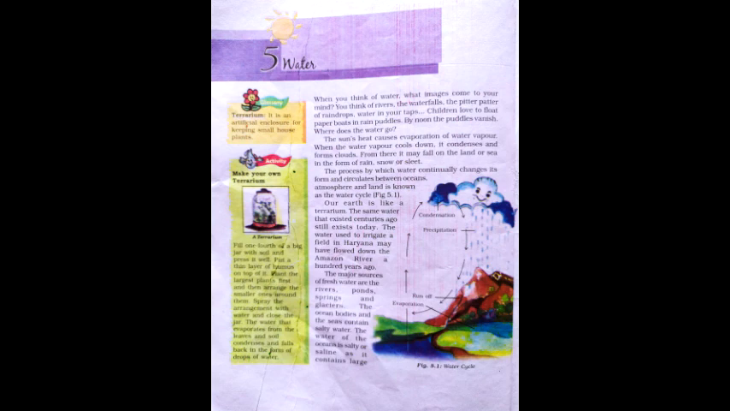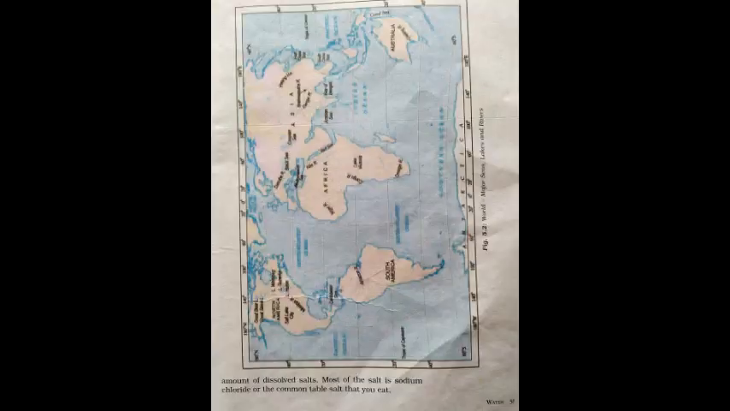Now, students, the major sources of fresh water are the rivers, ponds, springs and glaciers. The ocean bodies and the seas contain salty water. The water of the oceans is salty or saline as it contains a large amount of dissolved salts. Most of the salt is sodium chloride, or the common table salt that you eat.